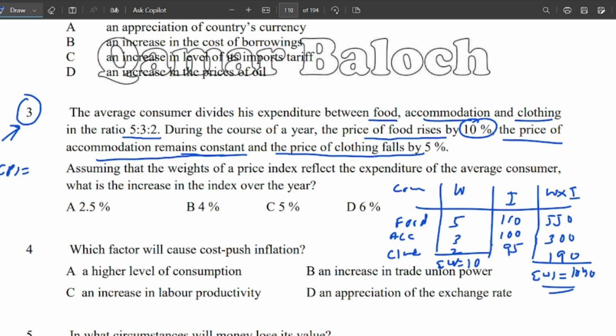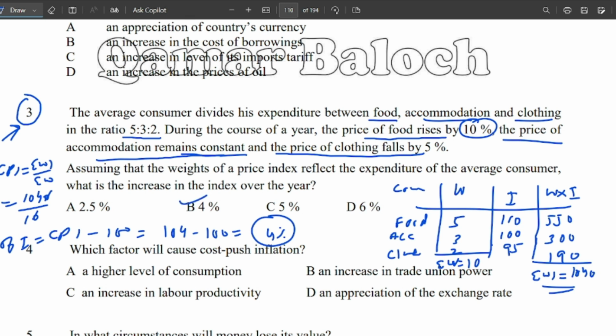Now you can put it into the basic formula of CPI. CPI is the sum of weighted index over the sum of weights. The sum of weighted index is 1040 over the sum of weights, which is 10. So you can cancel 0 with 0, and CPI will be 104. Then to find the rate of inflation, we use the formula CPI minus 100. CPI is 104 minus 100, which gives us 4%. So option B is the correct answer.